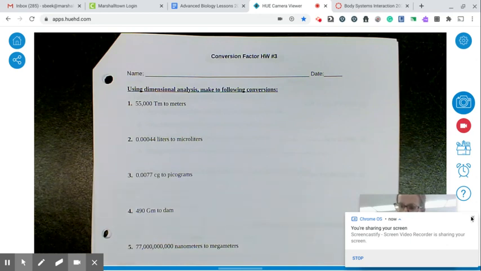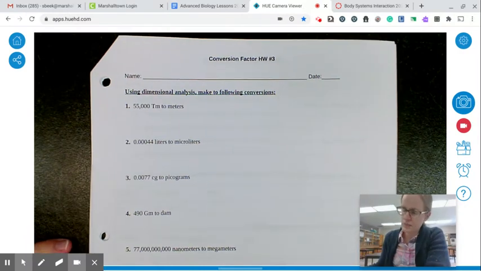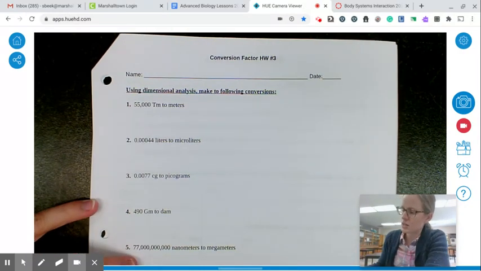All right, hi guys, we're going over conversion sheet 3. I'm going to walk you through each problem and show you how to do it. So the first one, we're going terameters to meters.